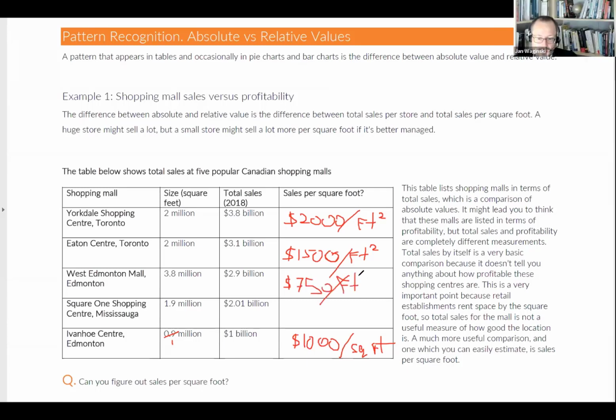Okay. Sorry, it's hard to write with a mouse. And then Square One: 1,000 bucks a square foot.